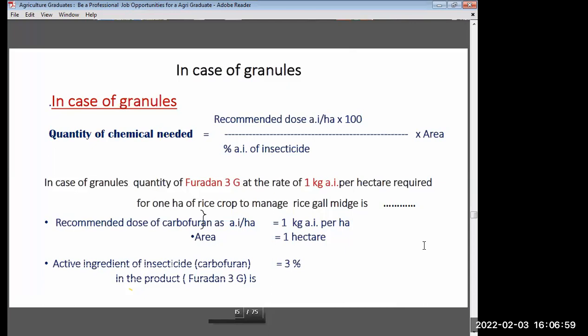The active ingredient of the insecticide carbofuran is available as Furadan 3G. Furadan 3G means 3%: if you take 100 kg of Furadan granules, the quantity of toxicant is only 3 kg. This is the formula. Quantity of chemical is equal to the recommended dose. What is the recommended dose? 1 kg active ingredient per hectare.